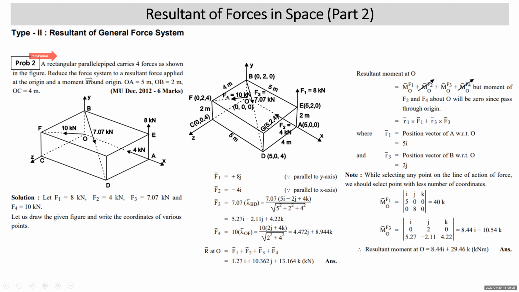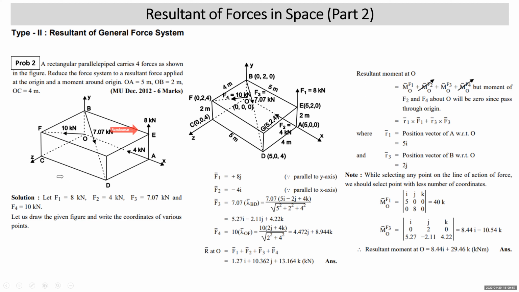A rectangular parallelepiped carries 4 forces as shown in the figure. Reduce the force system to a resultant force applied at the origin and moment around the origin. That means you have to find the resultant of the given general force system at point O. Resultant will have two components: one is the resultant force and the other is the resultant couple moment, or resultant moment. Now there are 4 forces appearing on the diagram: 10 kilonewton, 7.07 kilonewton, 4 kilonewton, and 8 kilonewton. You have to name these forces.